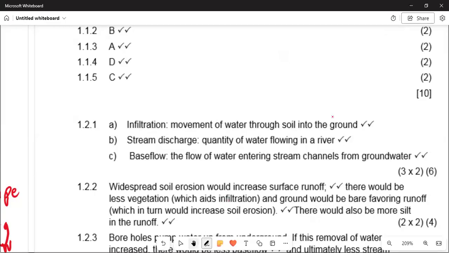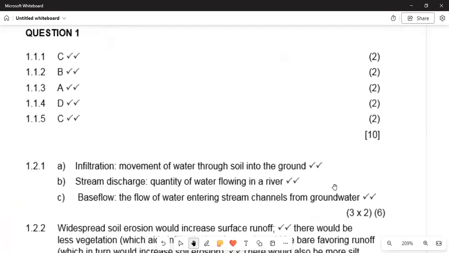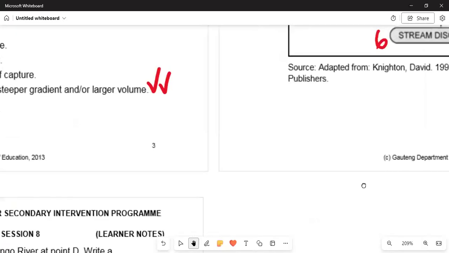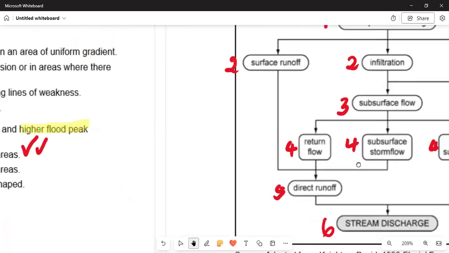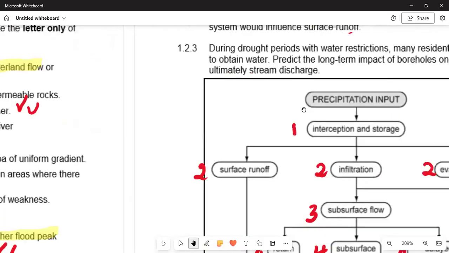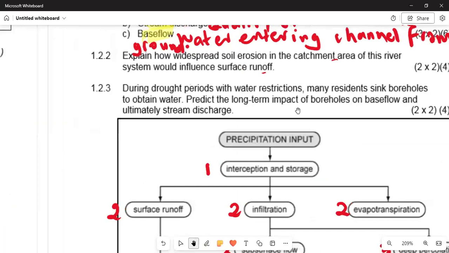And then if ever now we are moving on again, you can see that we are having some other question, a typical question. And then we are in 1.2.3 in this instance. Let us go to the question. We can see that it says, during drought period with water restrictions. Remember that when drought occurs, there is no water, or there is less rain. Many residents sink boreholes to obtain water.